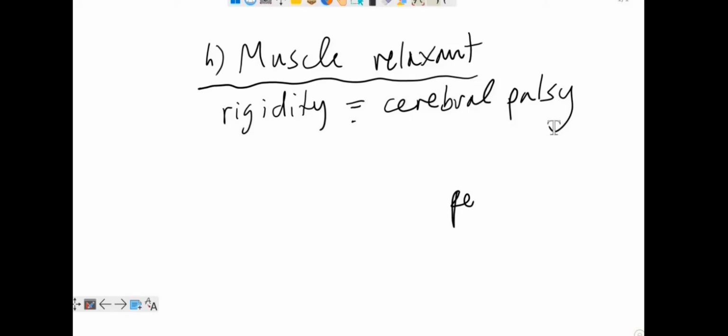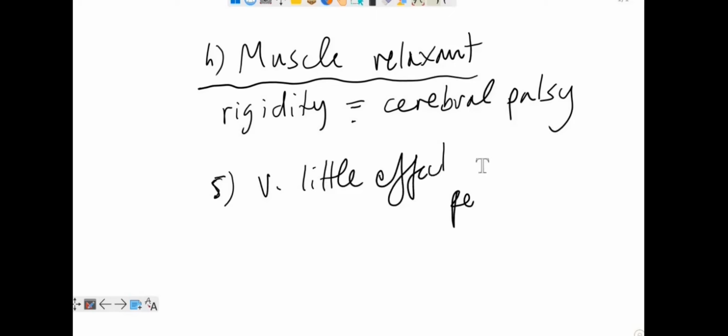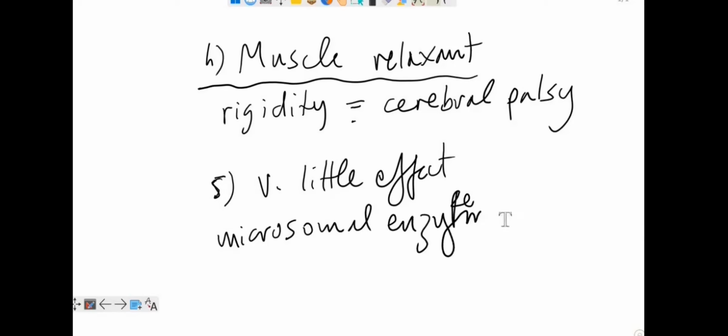They have very little effect on other organs of the body, except that they have very little effect on the microsomal enzymes. They do not induce the microsomal enzymes. So these are the benzodiazepines. They can induce anxiolytic effect, sedative effect, anticonvulsant effect, and muscle relaxant effect. On other organs, they have little effect.